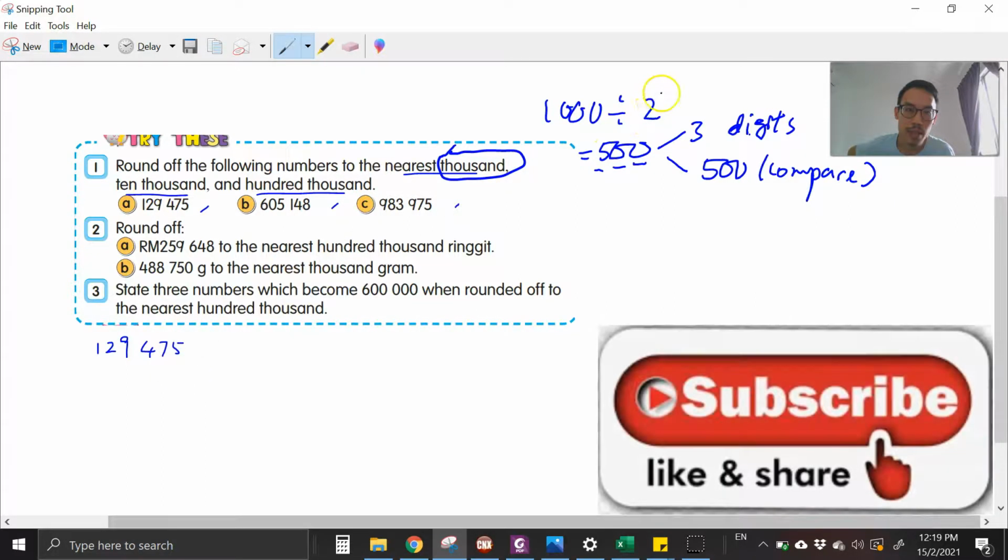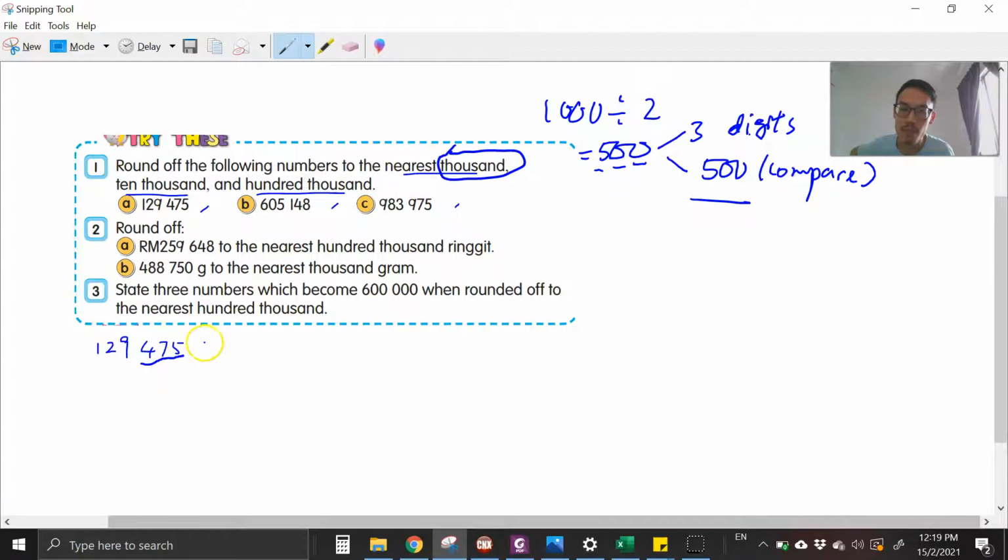Okay, now let's go back to the question. First thing, there are 3 digits, so I just underline the last 3 digits, 475. Then the second thing, I compare with 500. Is it bigger than 500? 475? No, right? 475 is smaller. So when it is smaller, you don't have to plus 1. You just copy the front number 129, and then the last 3 digits you change to zeros. Okay?